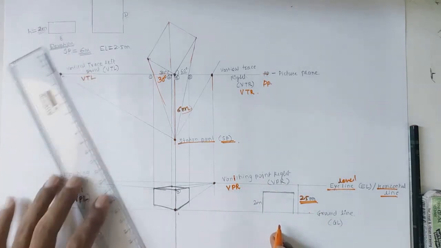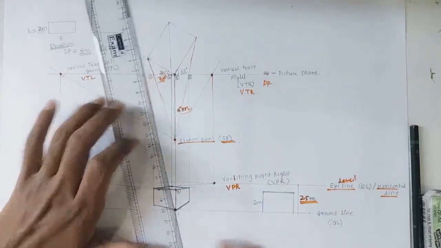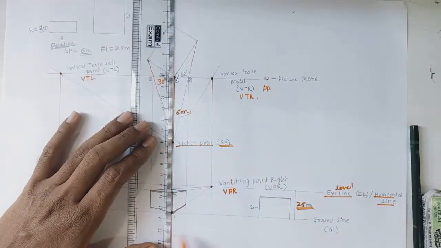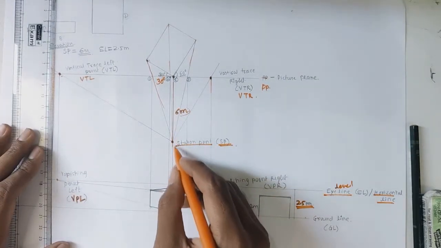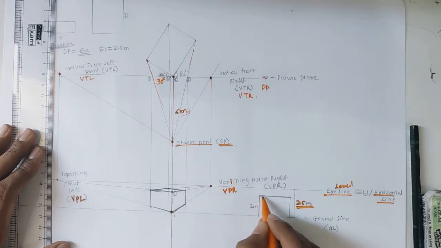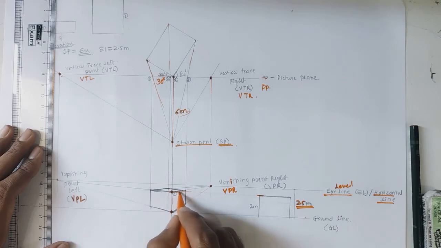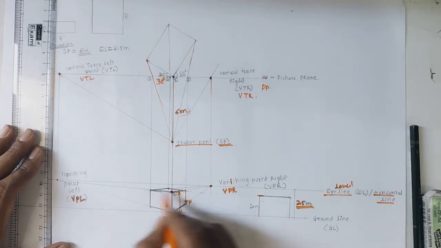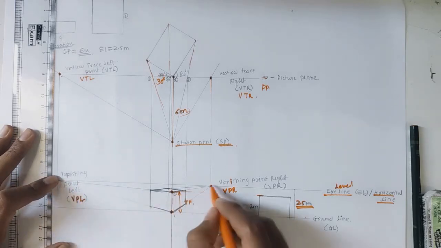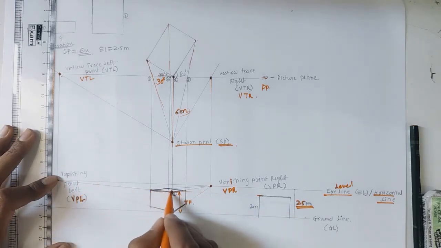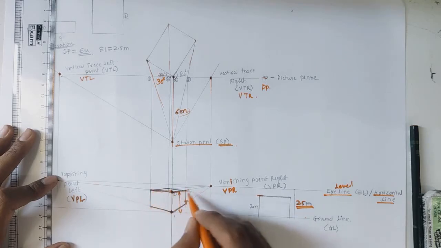Clear? Now next step, when you extend this station point line or line of sight line, just extend this actual height or true height of the object line which will cut this line of sight line, so that we'll get the true height. This is called as true height. This will be the true height. Clear? So now we'll get 1 point. So join this point to the VPL and VPR so that you will get this line. Clear? This line, these 2 lines.